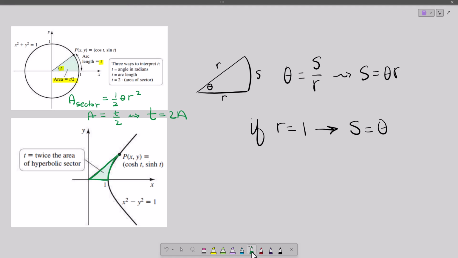And it turns out, if you do the math, that this area here is also going to be t over 2. And if you solve for t, t will always be 2 times that area.